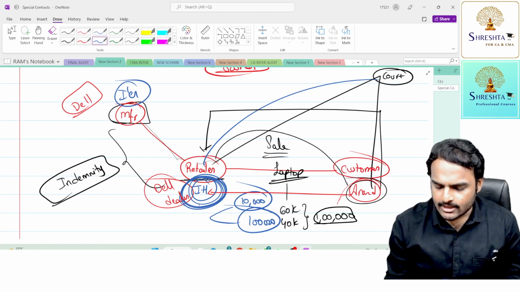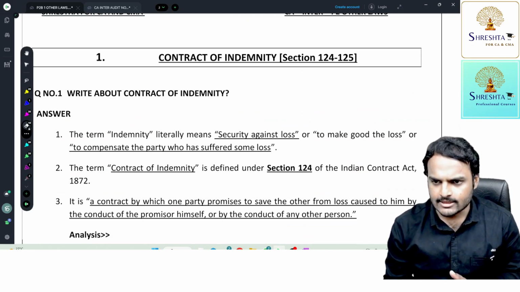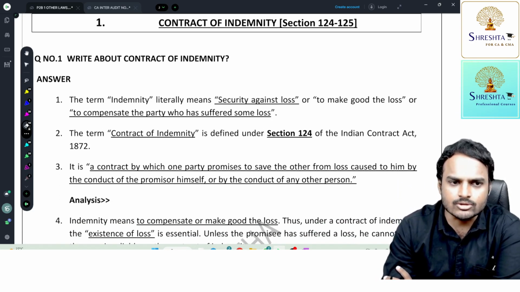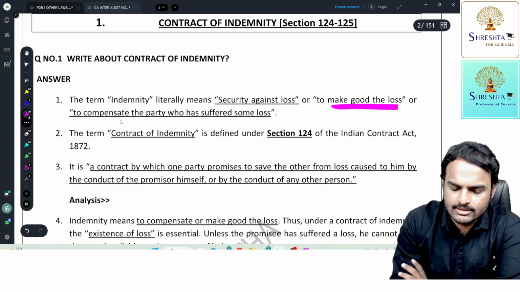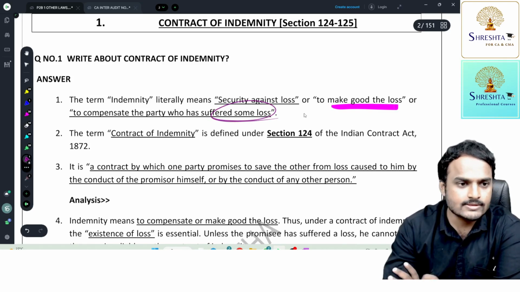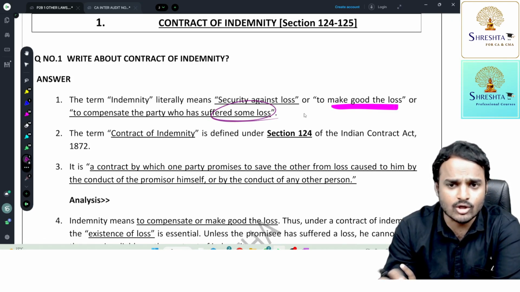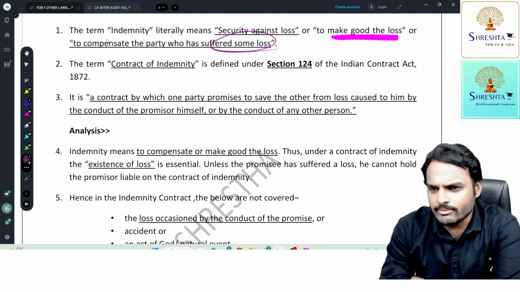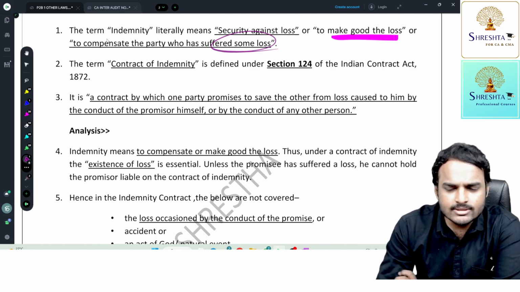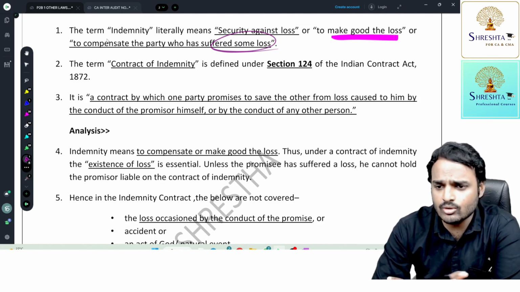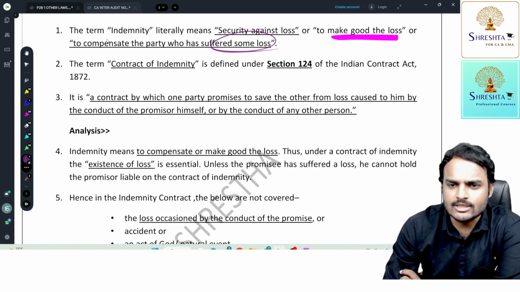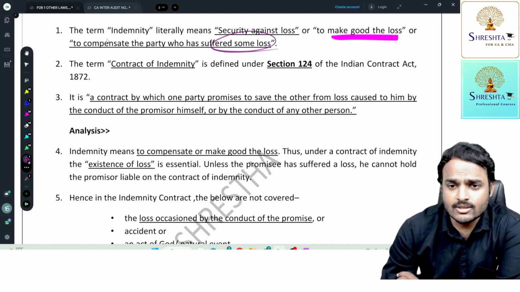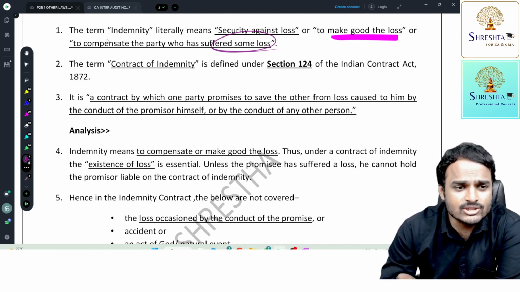So let's see the material. We'll have a discussion point-wise. Any additional point, I'll explain to you. The term indemnity literally means security against loss, or to make good the loss, or to compensate the party who suffered some loss. So the triggering point, once again I'm telling you, is loss. The term contract of indemnity is defined under Section 124 of the Indian Contract Act 1872. If you remember, quote this section. If you are not able to remember the section numbers, no problem, ignore them. There will be no disadvantage in not quoting section numbers. Of course, if you quote correct section numbers, there will be some value addition. You'll get the best marks. But simply not quoting section numbers, there would be no reduction of your marks.